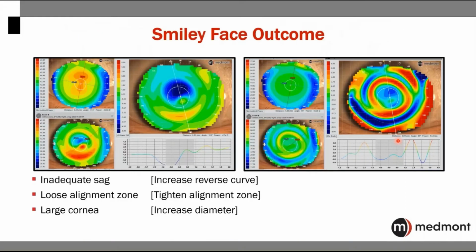Now, when we look at the axial and the tangential map collectively, they're telling us that we have the smiley face outcome, the high riding lens in the closed eye environment, creating an effect on the eye surface that is displaced superior. Now, a smiley face is caused by inadequate sagittal depth and lens that may be hitting the central cornea and being pulled up by the lid. It could be caused by a loose alignment zone, a lens that's just too flat for the eye. It could also be caused by a lens that's too small on a large cornea.